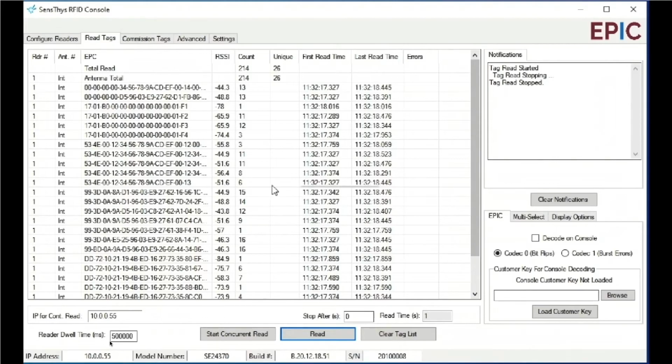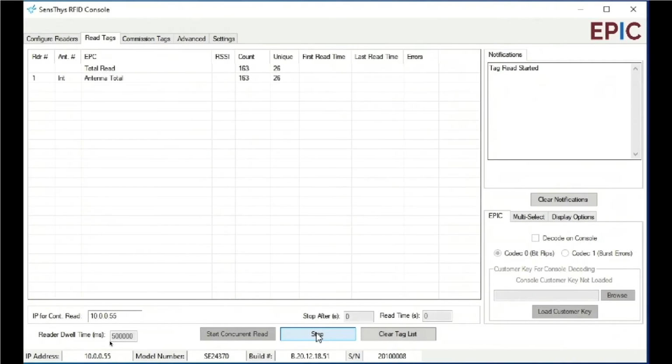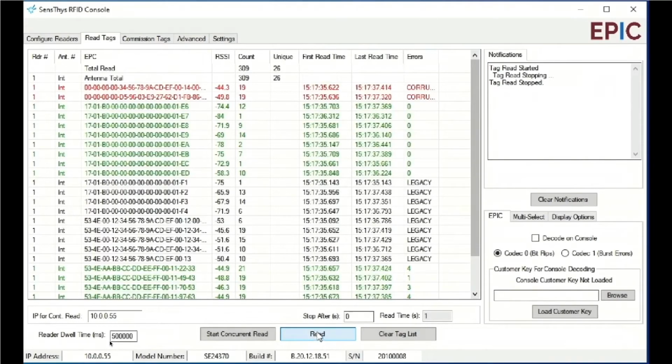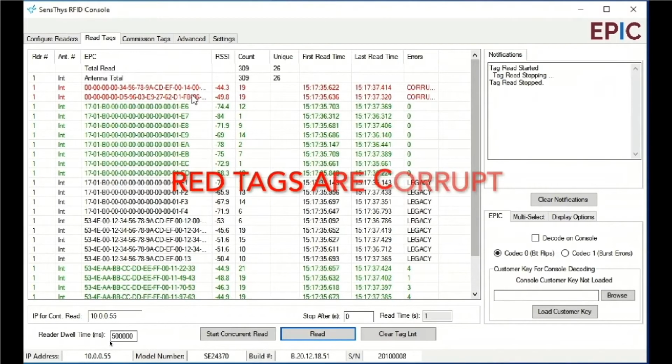Now, there's a lot more information that you can find here when you go Epic. This is actually a mixture of Epic tags and legacy tags. If you see, they're color coded now. So red tags, we've intentionally put so much corruption on this that we couldn't find a solution. So we correctly identify those as hopelessly corrupted.